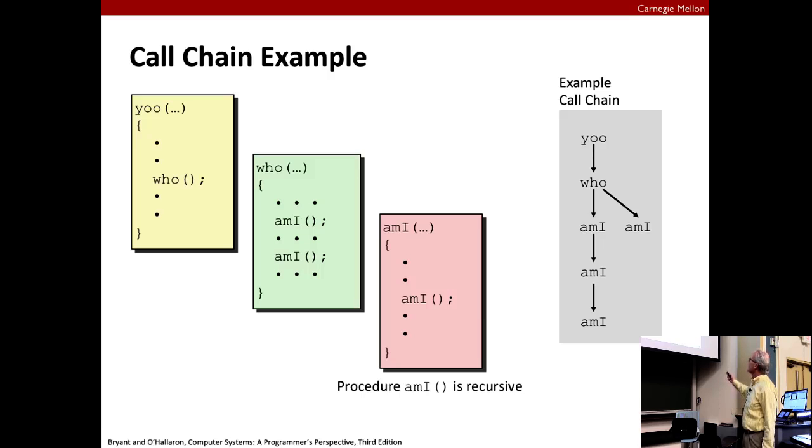And imagine we had a chain of calls where u calls who calls mi, which calls itself recursively twice. And then we'll exit out of mi and get back to who, and then who will hit its second call to mi, which won't go any further, and that will be it. So this picture here shows this whole history of all these calls that get made.